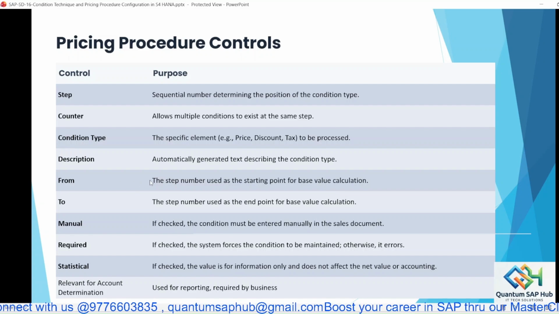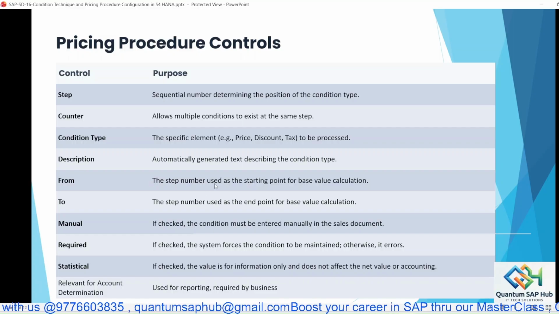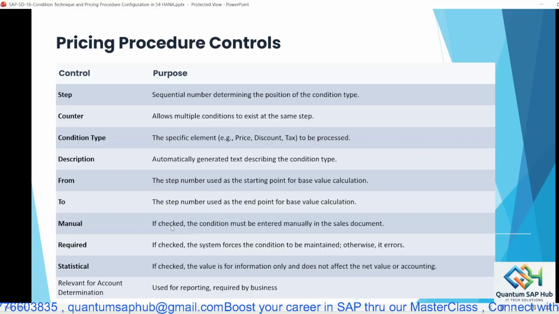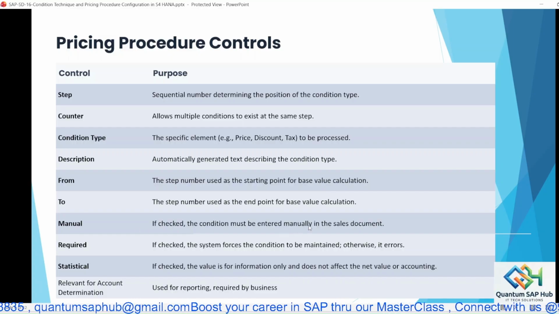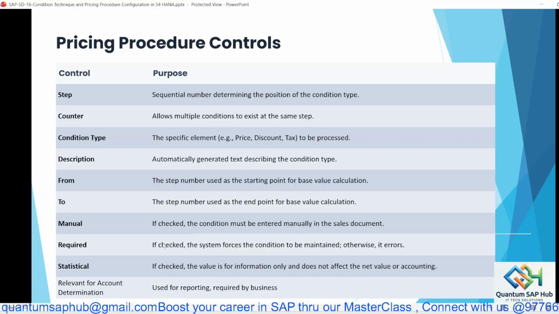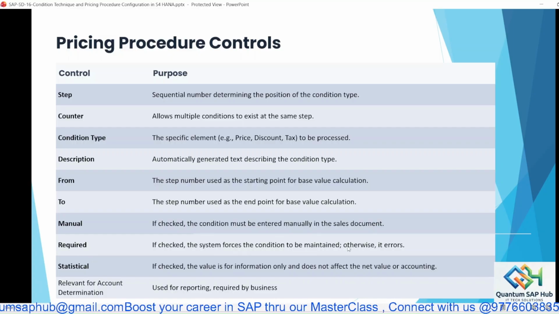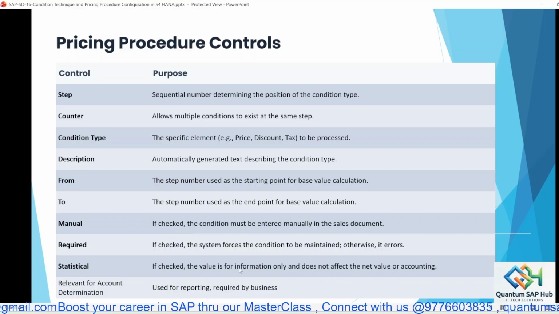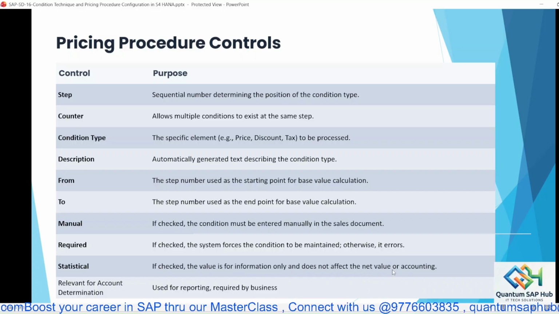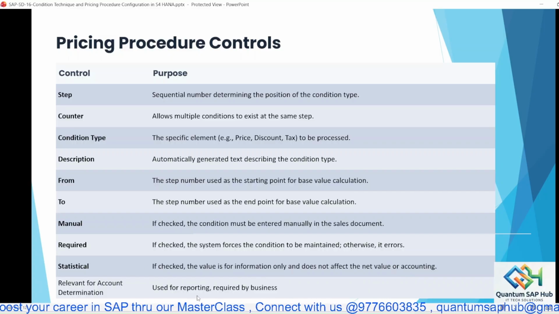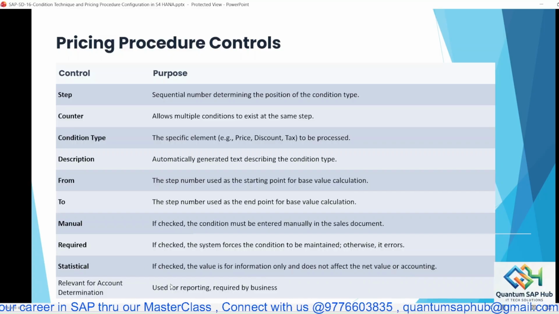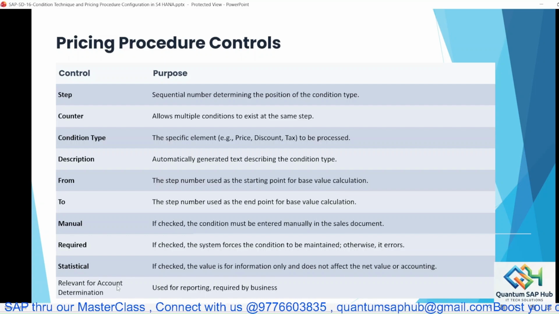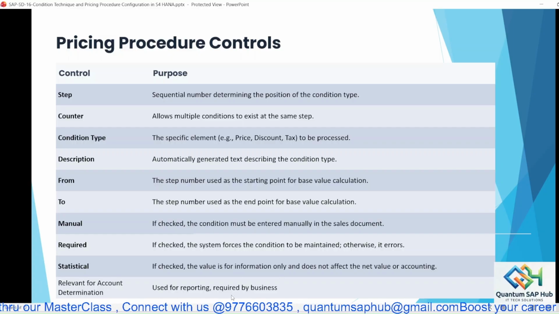From and To are for the base value calculation. Manual, if checked, means the condition can be entered manually in the sales document. Required is a mandated pricing condition, otherwise it will lead to an error. Statistical, if checked, is for information and doesn't affect the net value or accounting. Here, if you want to post it into accounting, that's relevant for account determination. And this is used for reporting.